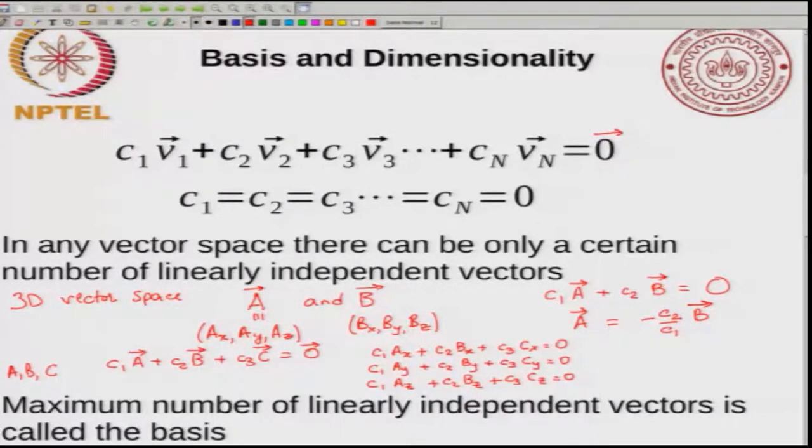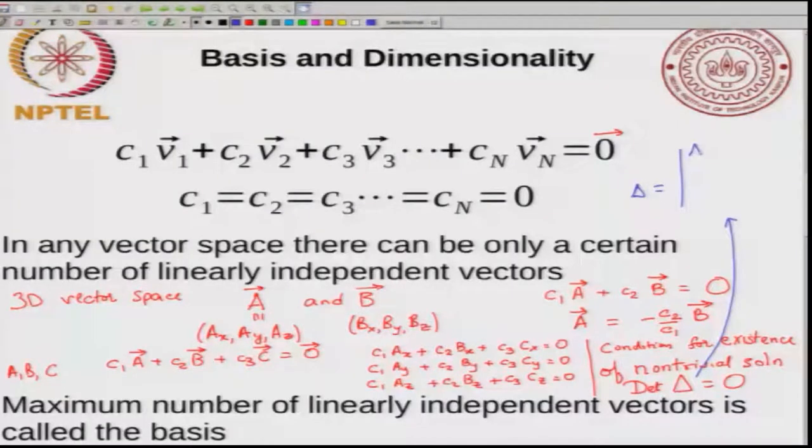Now, all these are satisfied for C1 equal to C2 equal to C3 equal to 0, but the condition for a non-trivial solution, a solution where C1, C2, C3 are not all 0, the condition for existence of non-trivial solution, and this you might be familiar with. We say the determinant involving Ax, Bx, Cx, Ay, By, Cy, Az, Bz, Cz should be equal to 0. So, the condition for existence of non-trivial solution, I will just write determinant of delta equal to 0, and what is this delta?